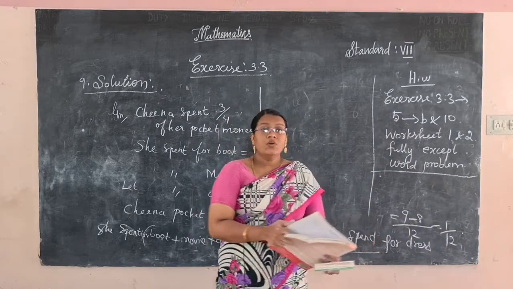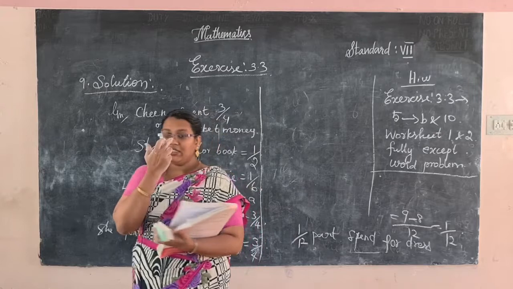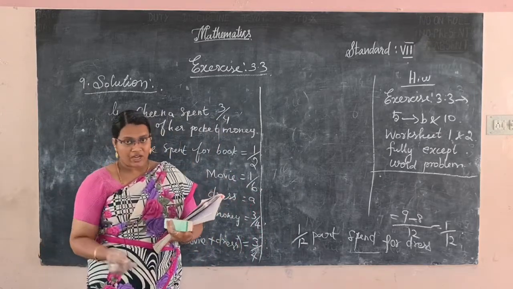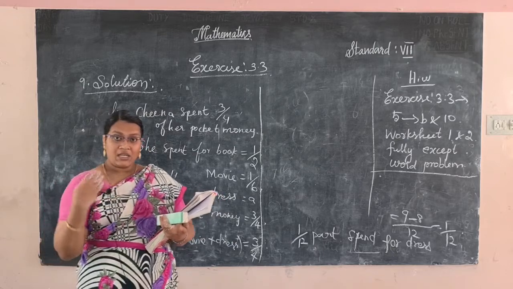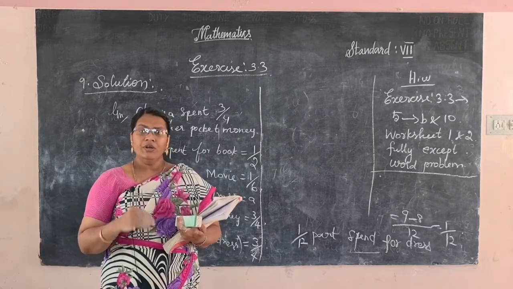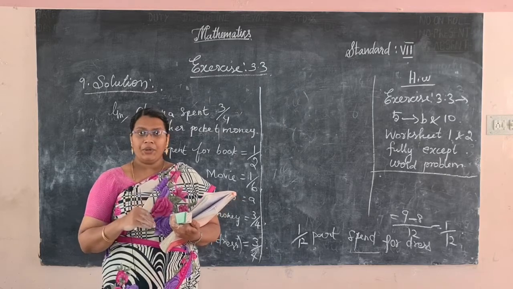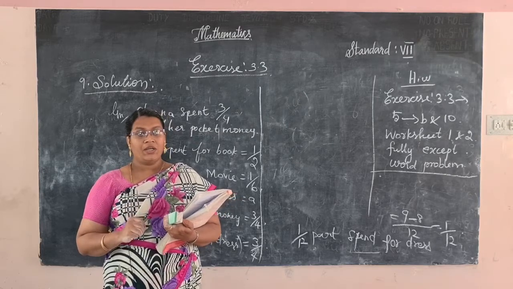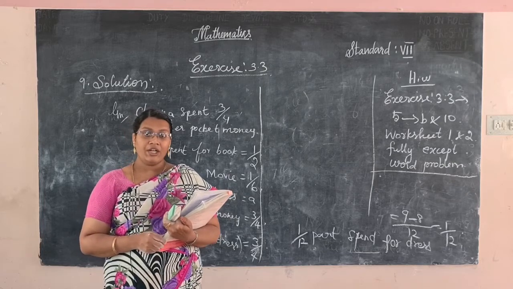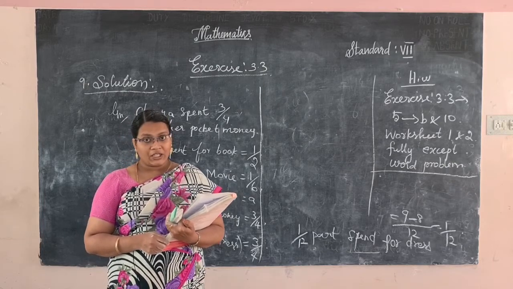In this unit, what we learned: in the third unit we have learned rational numbers, operations on rational numbers, rational numbers as decimals, and then conversion of non-terminating and recurring numbers to rational numbers. I hope everyone has understood that concept. If you have any doubt, you can ask me. Thank you, students.